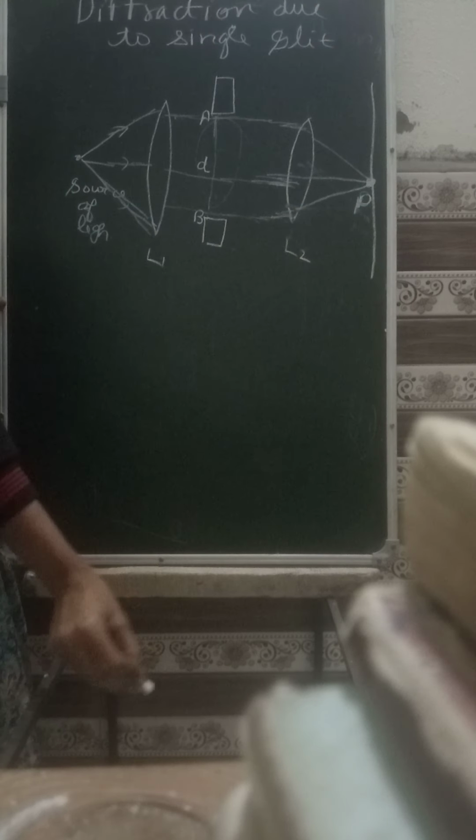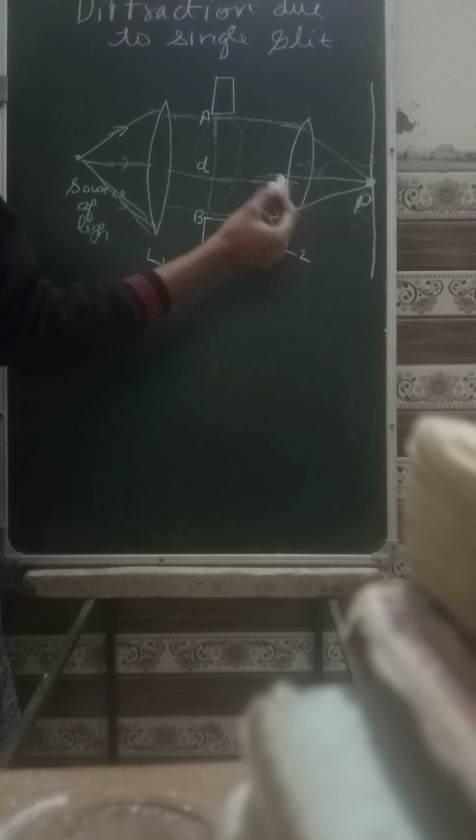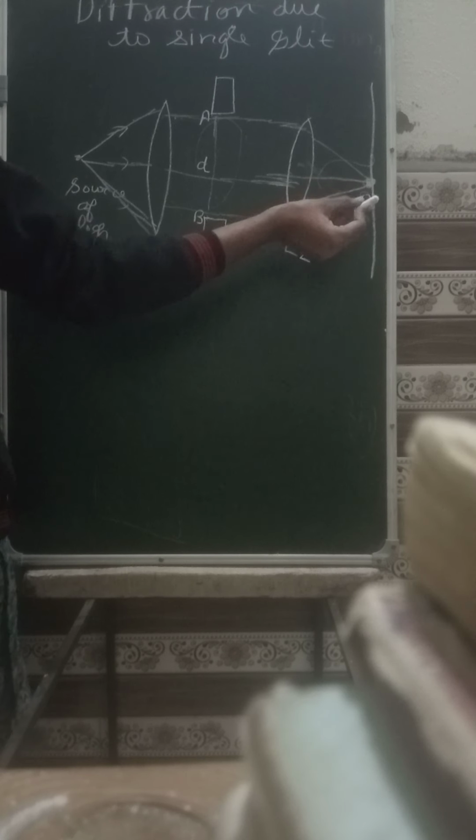no phase difference is going to be created. And at this point we are going to obtain the central maximum. Central maximum means that at this point P, we are going to obtain maximum intensity of light.